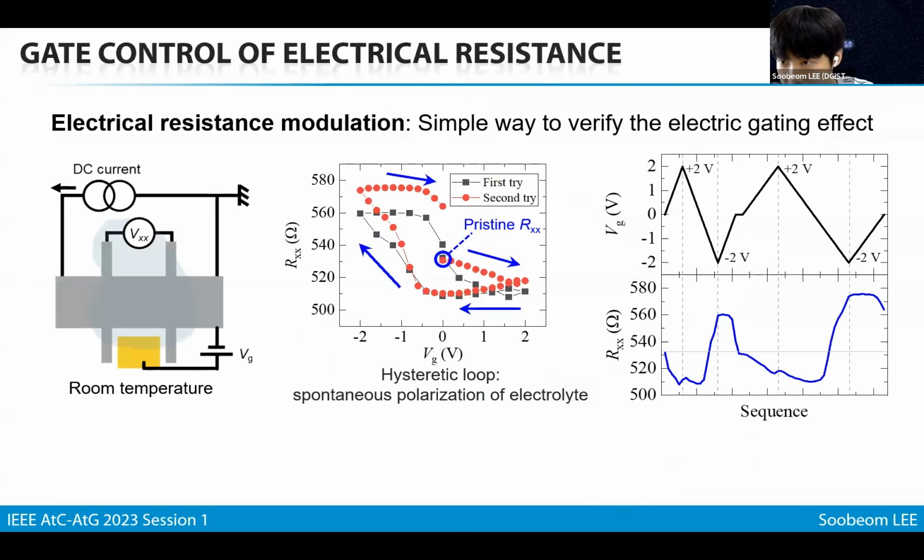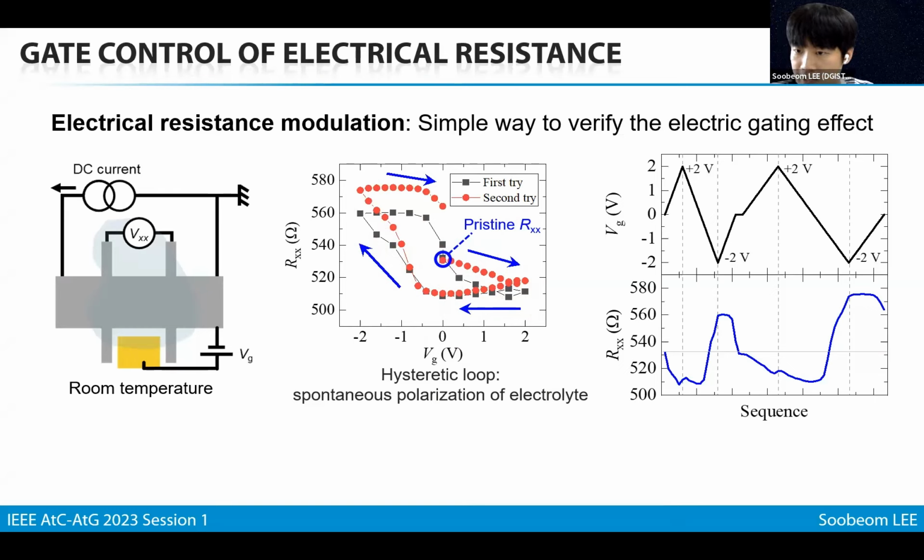We now demonstrate the gate-controlled electrical resistance of the platinum-cobalt-platinum Hall bar device. Electrical resistance is measured in conventional DC four-terminal measurement. As you can see here, the electrical resistance of the pristine device is about 530 ohm, and it is decreased under the applied positive gate voltage, and it is increased under the applied negative gate voltage by electron accumulation and depletion.